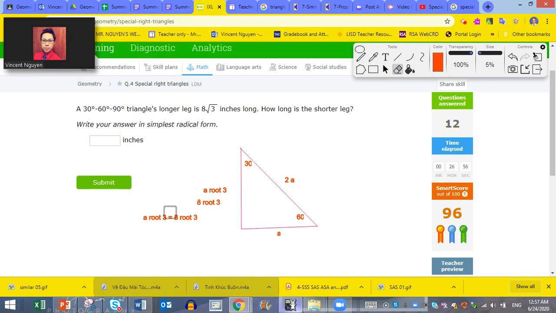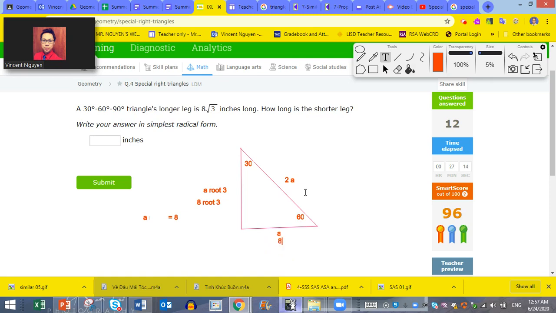So like before, we have root 3 on both sides. We could actually delete them, right? We're not technically deleting them. We're dividing by root 3 so that they can just go away. It becomes a 1. And so A is equal to 8. So my short leg is going to be 8.